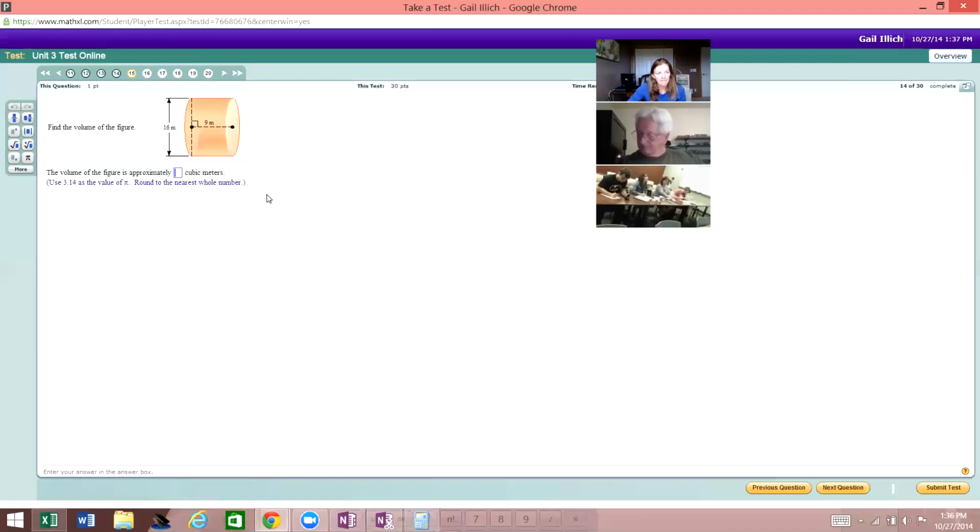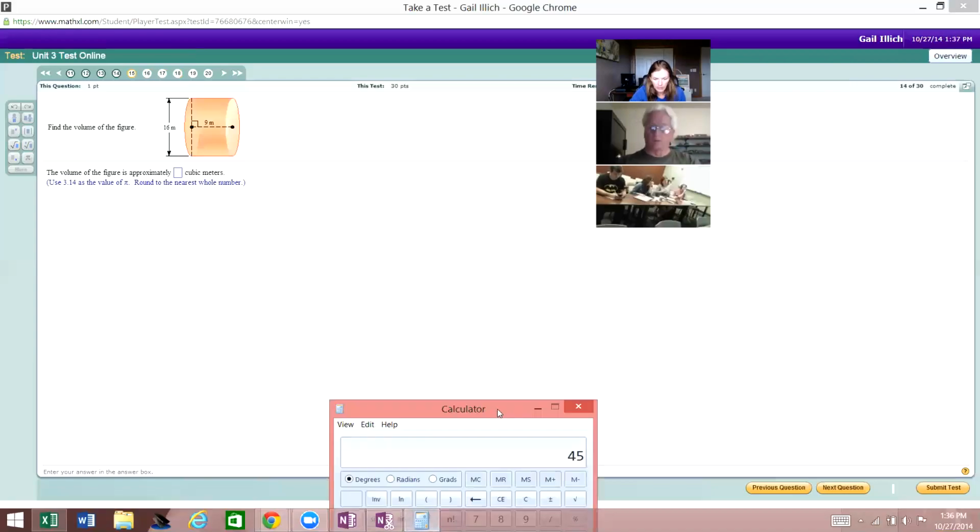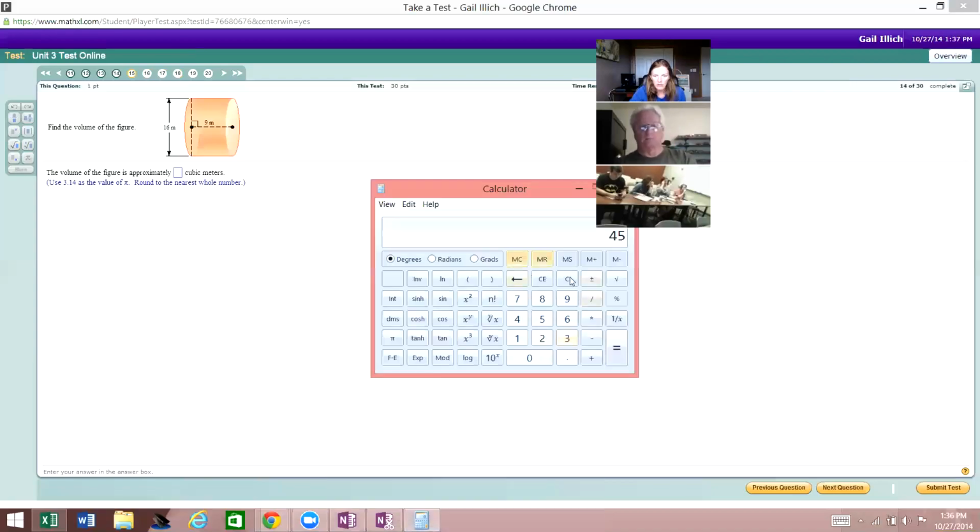They tell us we want to use 3.14 as pi. So 3.14 times 8 squared times 9. So let me get my calculator. So we'll do 3.14 times, on my calculator, I can just do 8 squared, like that. And notice it does square 8, and then times 9. And then say equals. So this is what I got. Anybody else get that? Yeah, I got that.